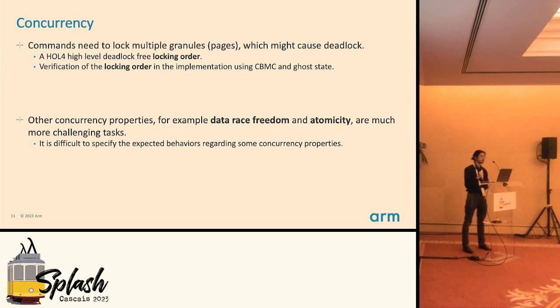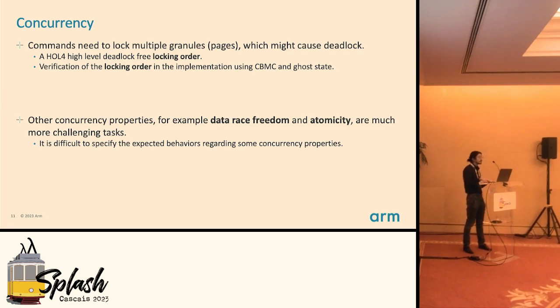A more important property we want to check is atomicity. It has proven to be very difficult because some commands are by design not atomic. Some commands read non-secure pages, which are not completely controlled by the RMM itself, so those commands are just not atomic. It's even very difficult when we talk to the specific engineers. They have only a vague idea how to even specify what we mean by atomic. So this is sort of an open question for us.